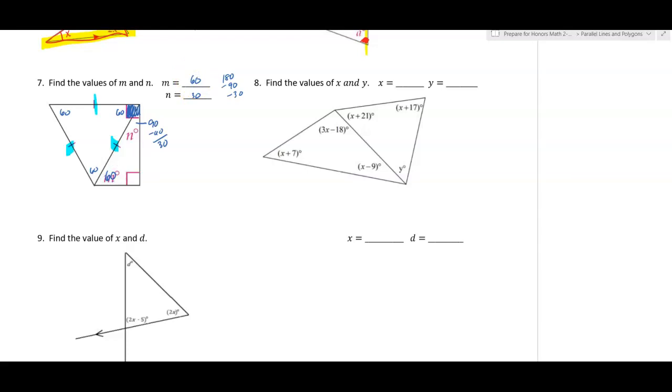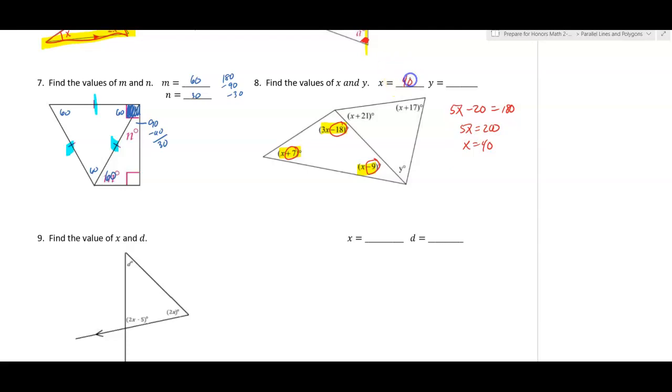Now for number 8, here's what I like to do. I know I'm going to find x by using these three angles add up to 180. But when I go to add those up to 180, I'm going to combine like terms as I see them. 3x plus x is 4x plus x is 5x. Then negative 18 plus 7 minus 9, right? So you have negative 18 plus 7 minus 9. It's going to give you negative 20. That all has to add up to 180. So 5x equals 200. X is equal to 40.